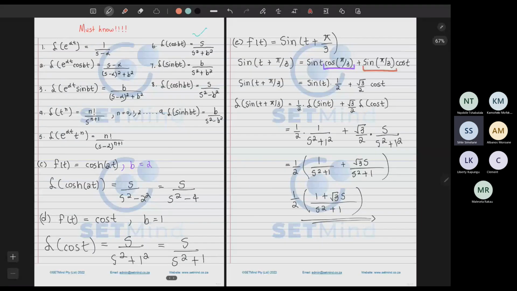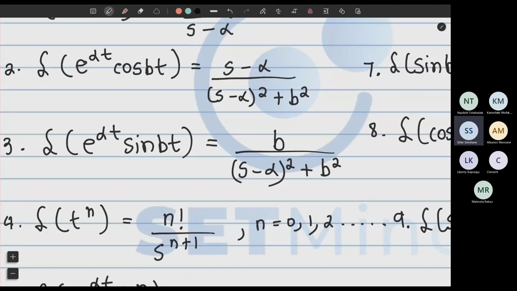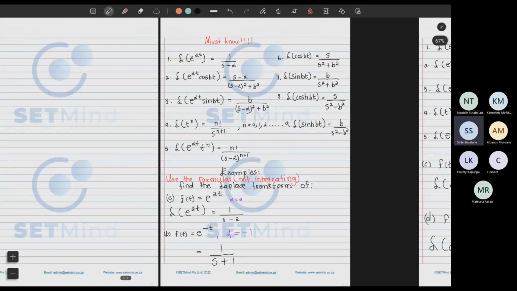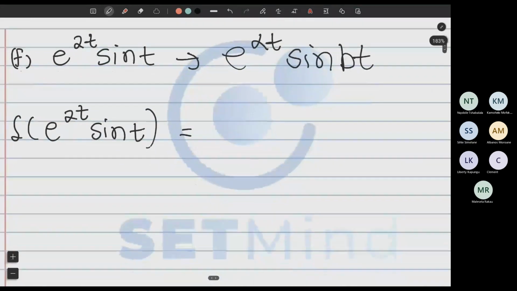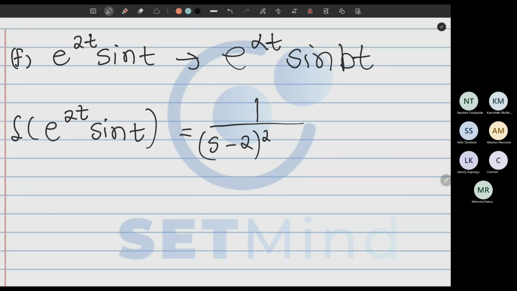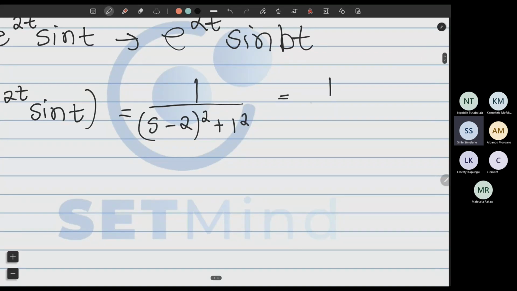Let's go to the previous page. So the Laplace transform of e to the alpha t times sine bt is simply b divided by (s minus alpha) squared plus b squared. So that means here we can see that our b is 1. So we have 1 over (s minus our alpha, which we can see is 2) squared plus 1 squared. So this is our answer: 1 over (s minus 2) squared plus 1.